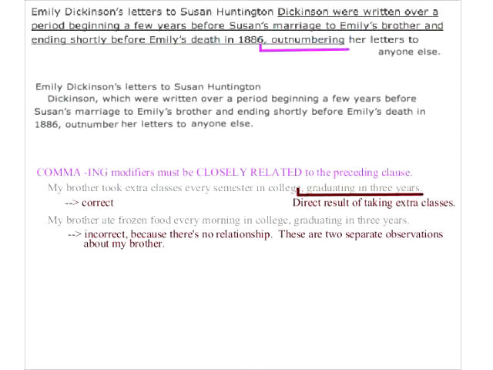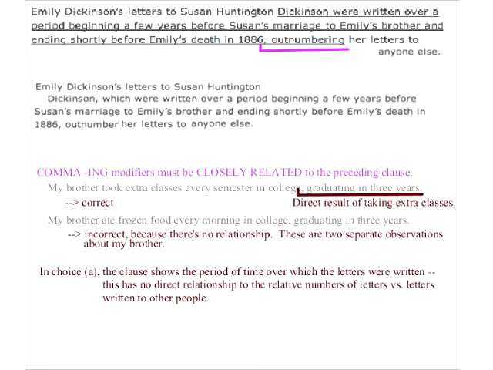So in choice A, the problem is that there's no relationship. It gives a time period and then it says outnumbering her letters to anybody else. So in choice A, the clause is a time period. The clause shows the period of time over which the letters were written. There's no direct relationship to these letters versus any other letters. So relative numbers of letters versus letters written to other people.